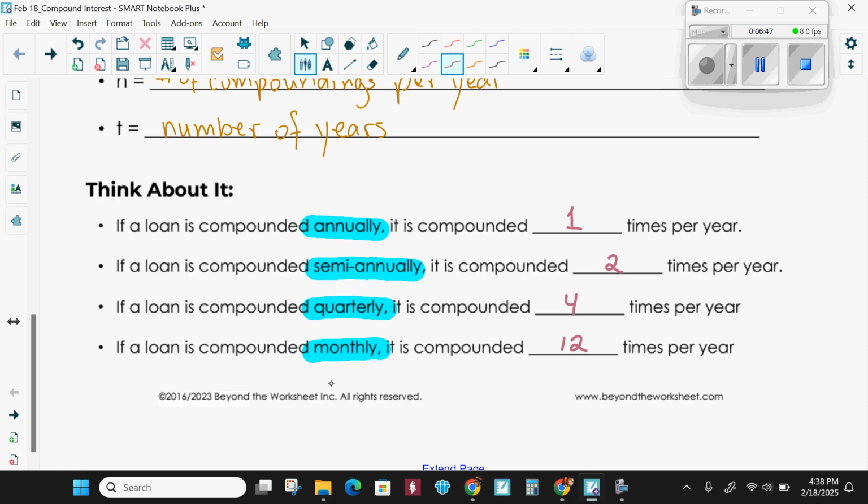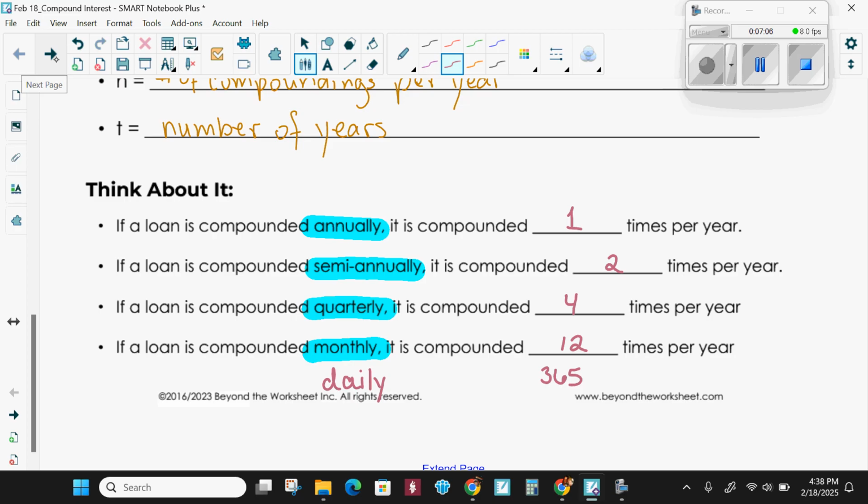Now, one that they don't put on here is daily, and it is used in some of your problems, so you want to make sure you know daily. That would be 365 times per year. Okay, so it's not in our list there, but we want to add it on there.